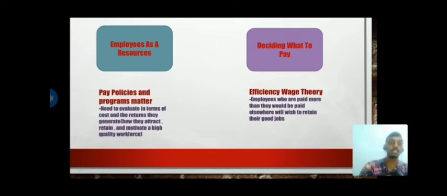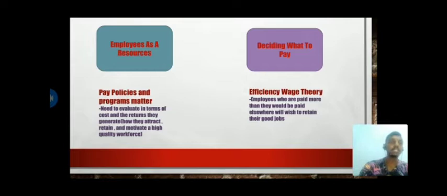The second is employee as a resource. Employee as a resource has one part, which is pay policies and programs matter. Pay policies and programs need to be evaluated in terms of the costs and returns they generate, like how they attract, retain, and motivate a high quality workforce.